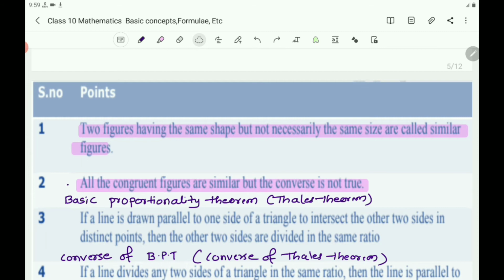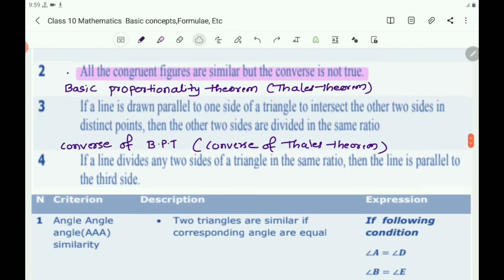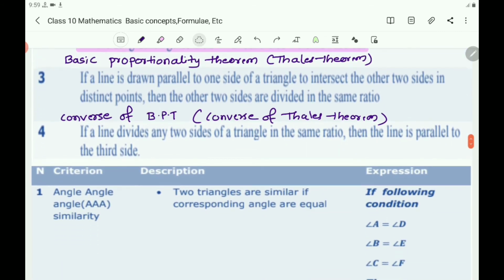Now let us take the basic proportionality theorem and its converse. The basic proportionality theorem is also called Thales theorem. There may be a question in the question paper to recognize the basic proportionality theorem or the converse of the basic proportionality theorem. It is also called Thales theorem. So there may be a question to recognize the Thales theorem or also the converse of Thales theorem.